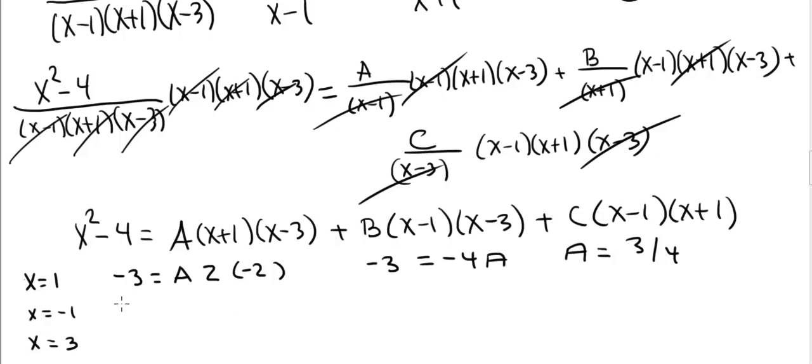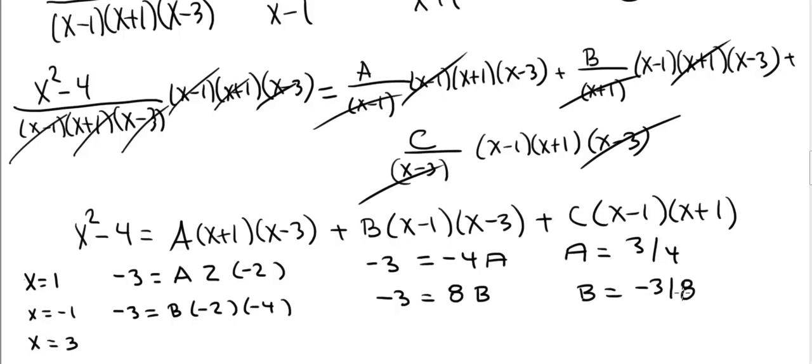Plugging in −1, we still have −3 on the left. The a and the c terms are gone because of x + 1. And that's equal to b times (−1 − 1), that's −2, times (−1 − 3), that's −4. −3 equals 8b. b must be −3/8.